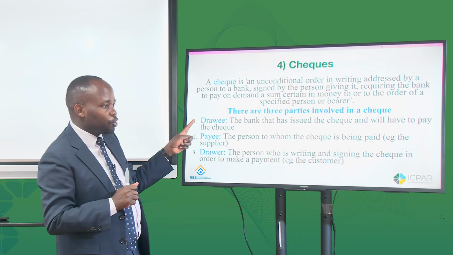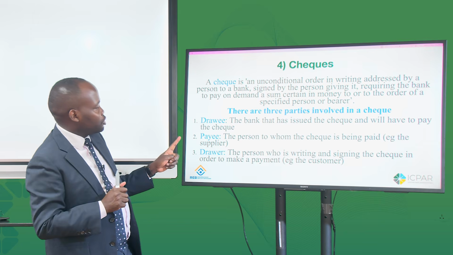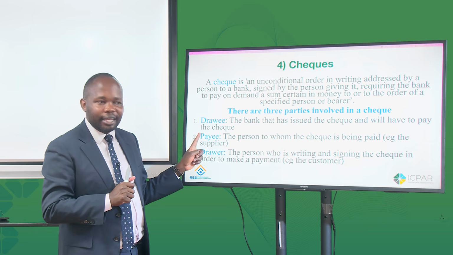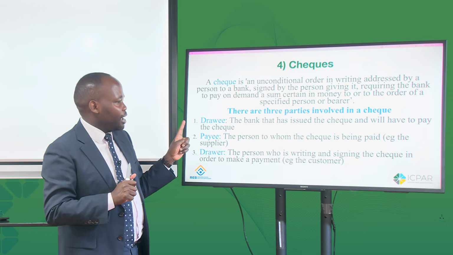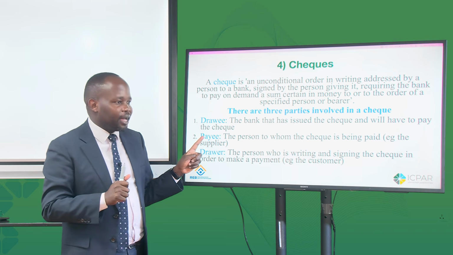Number 1, there is the drawee. Number 2, there is the payee. And number 3, there is the drawer.